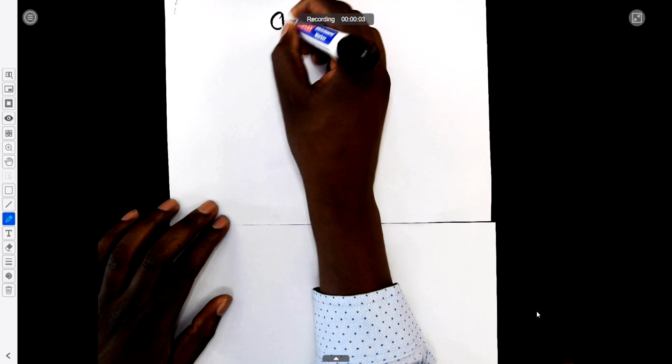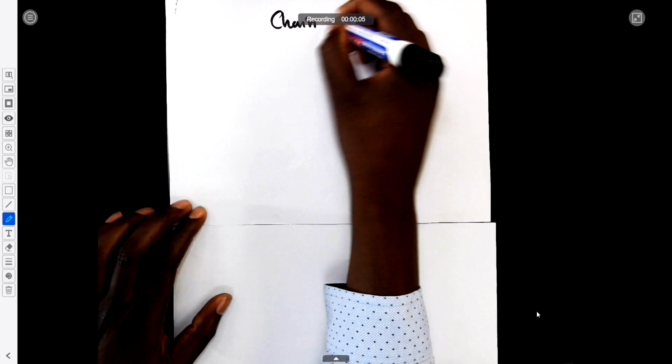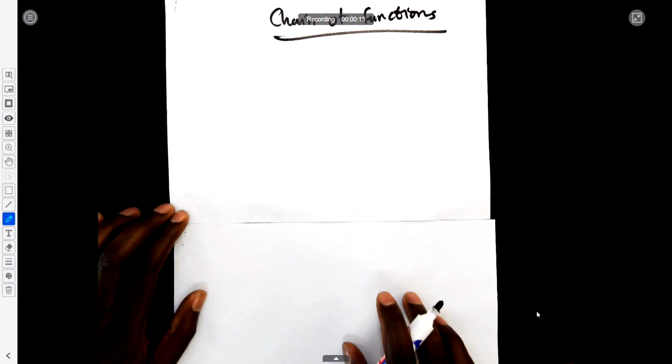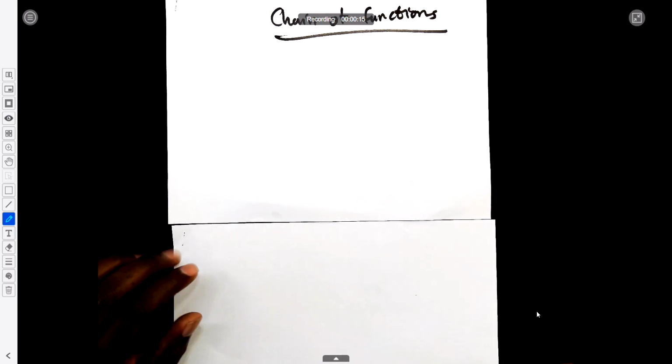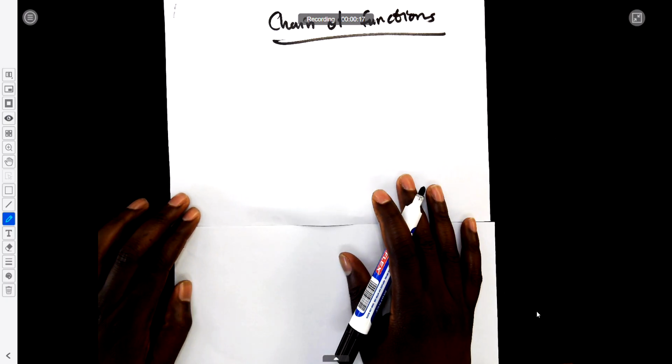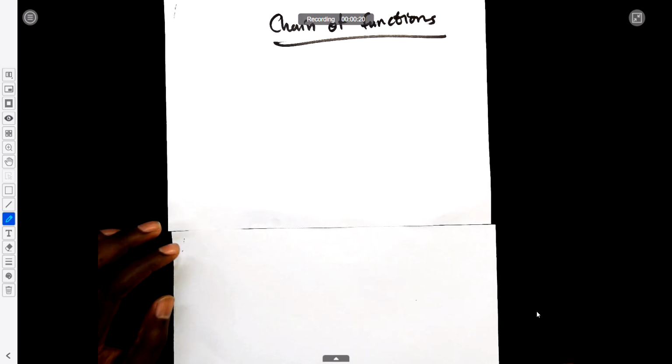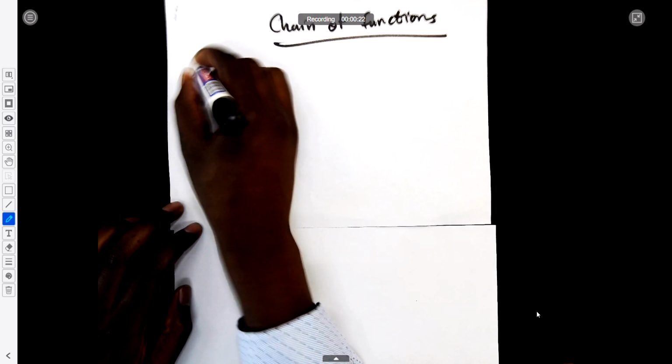You must have all the formulas when you deal with chain of functions. So we're in chains of functions, but I want to talk about the critical formulae that you need to know in N5 formulae.